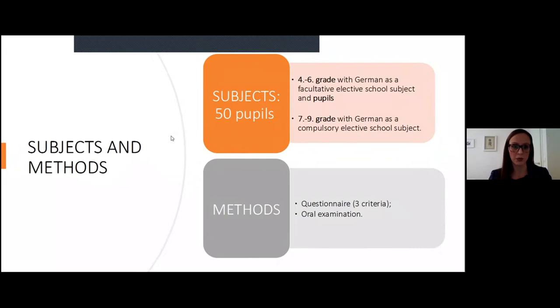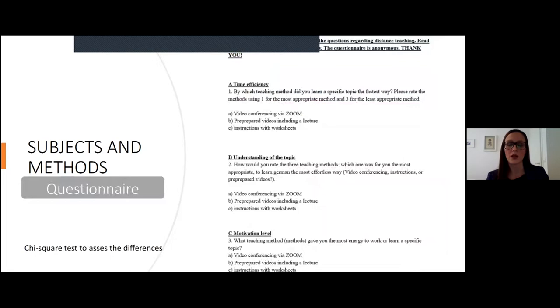As a method, I used a chi-squared test. And now the questionnaire. So we see here, I had only three questions regarding time efficiency, understanding of the topic, and the third criteria, motivation level. The first question regarding time efficiency was, by which teaching method did you learn a specific topic the fastest way? Please rate the methods, using one for the most appropriate method and three for the least appropriate method.